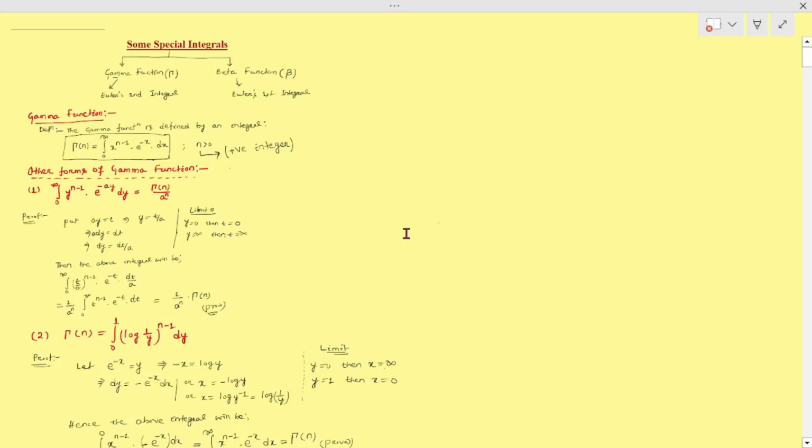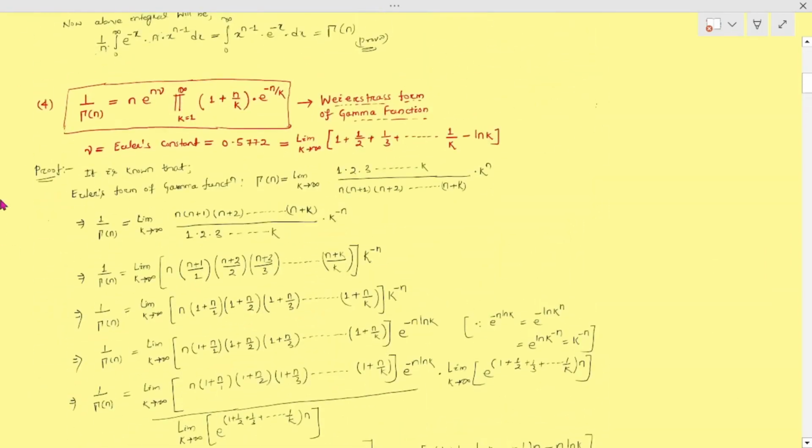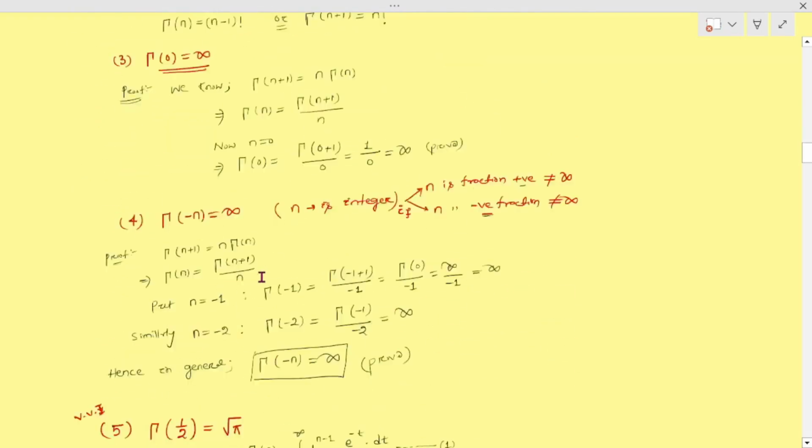Okay, hello everyone. Welcome once again to our lecture series on special integrals, and we are discussing the gamma function. In our last four to five classes, we discussed other forms of the gamma function, four forms in total. Then we discussed properties of the gamma function.